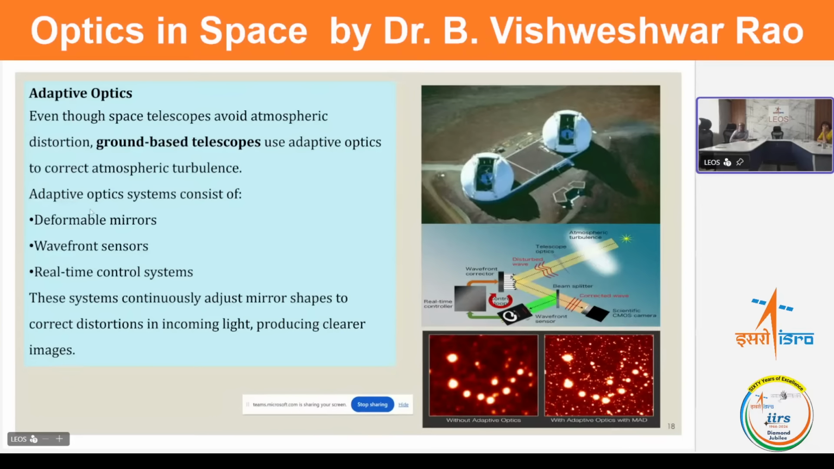So there are techniques which can be done, and some of the same techniques are being used in space-based telescopes also, where, based on the ground calibrations for Earth observations, deformable mirrors are used and corrected the image quality of the telescope. Still further, image analysis and image processing are also used for processing this data, apart from the adaptive optics. So systems continuously adjust for these distortions of incoming light, and we get clearer images.